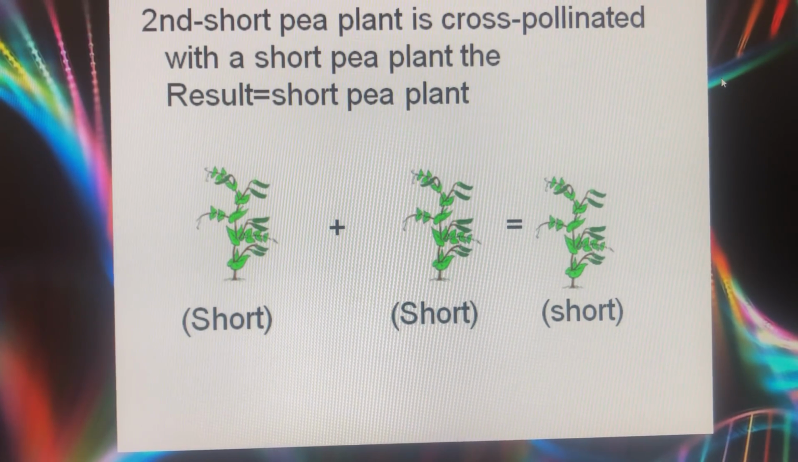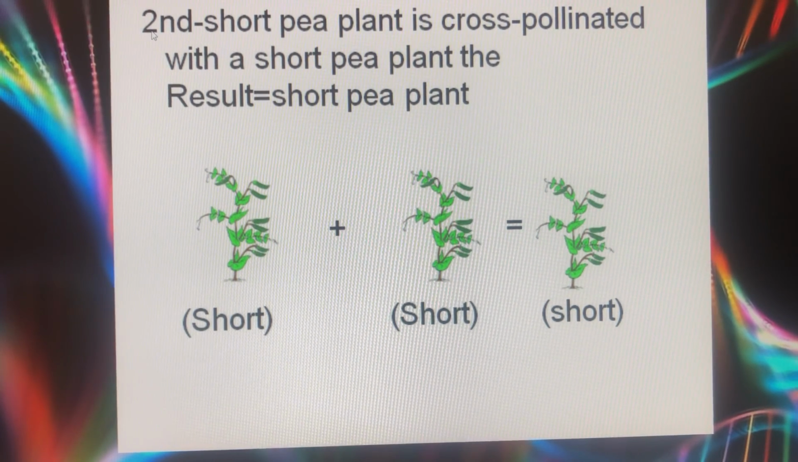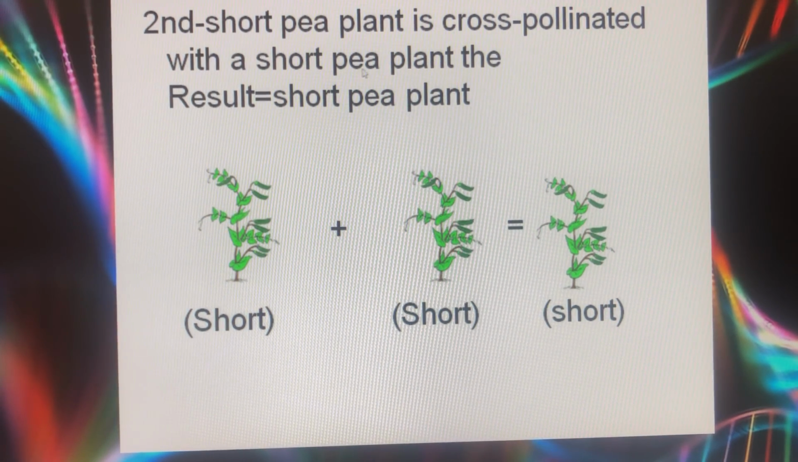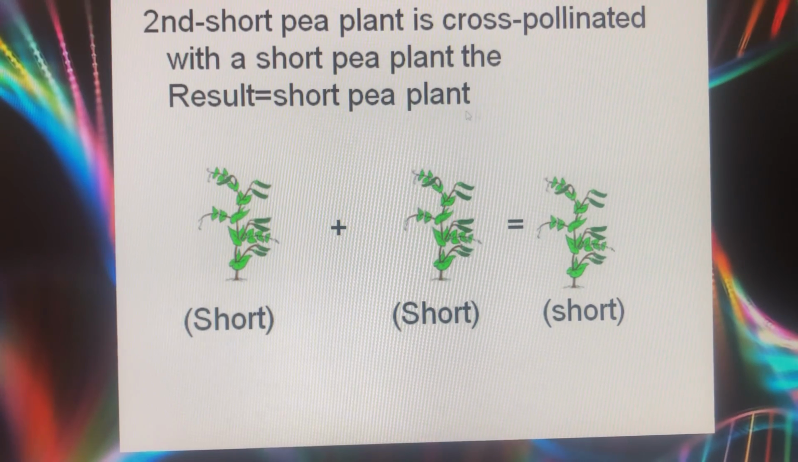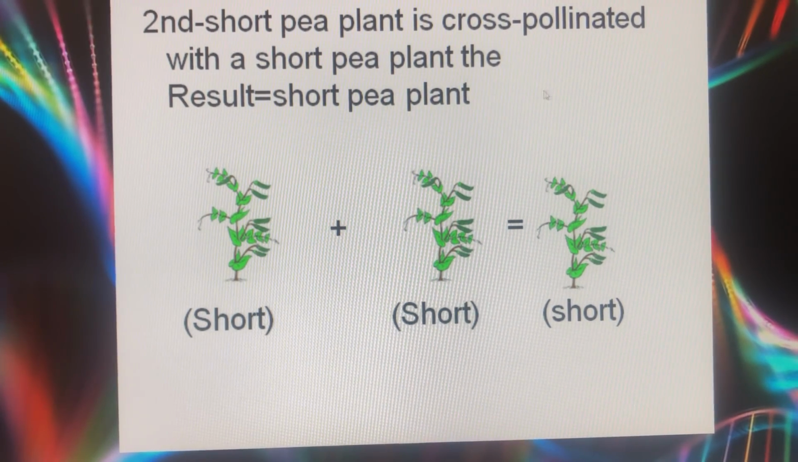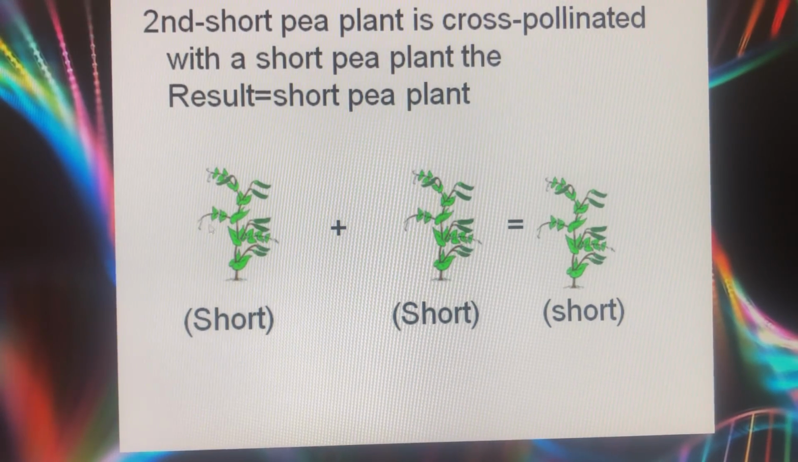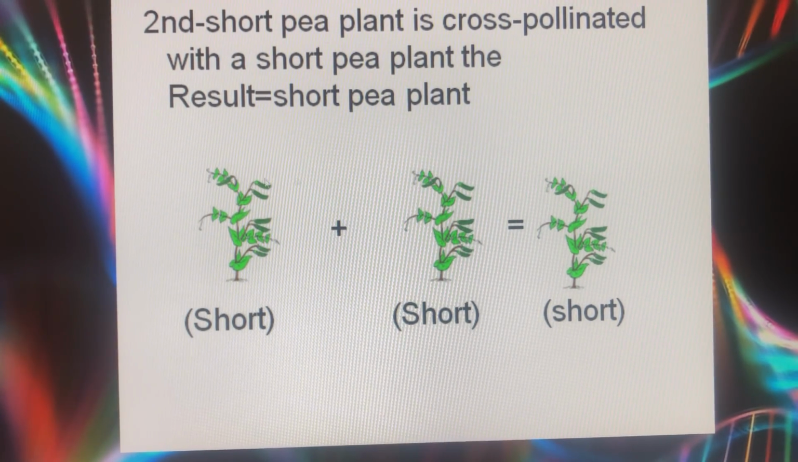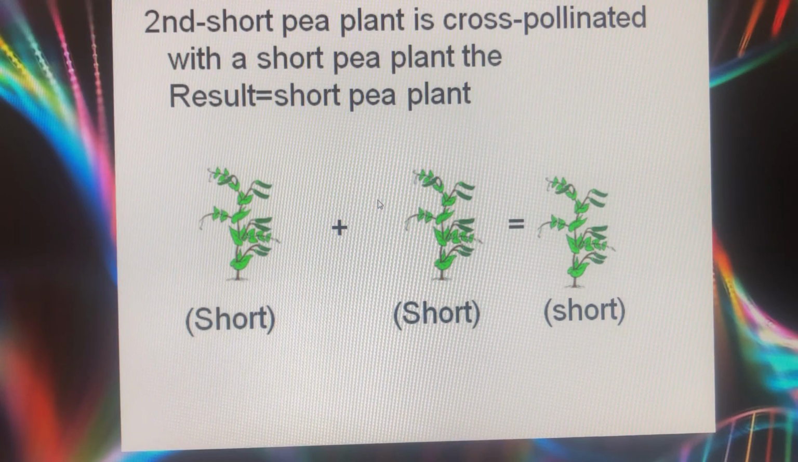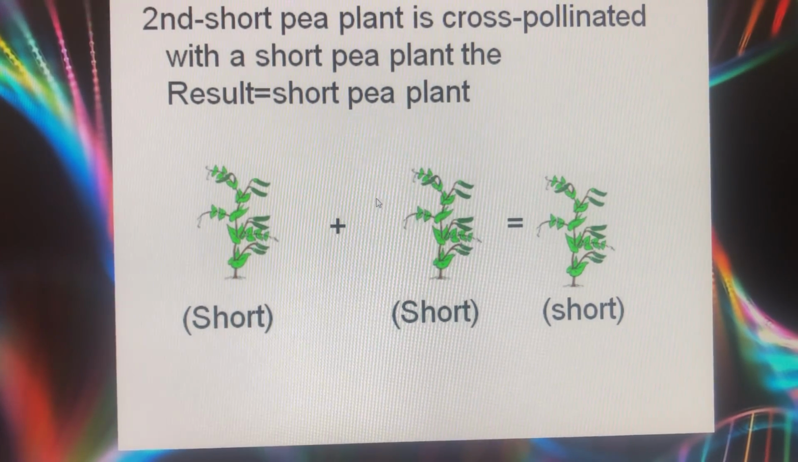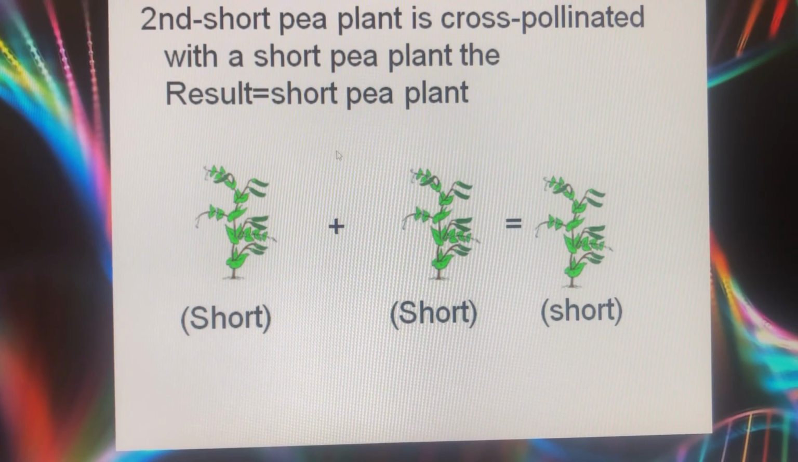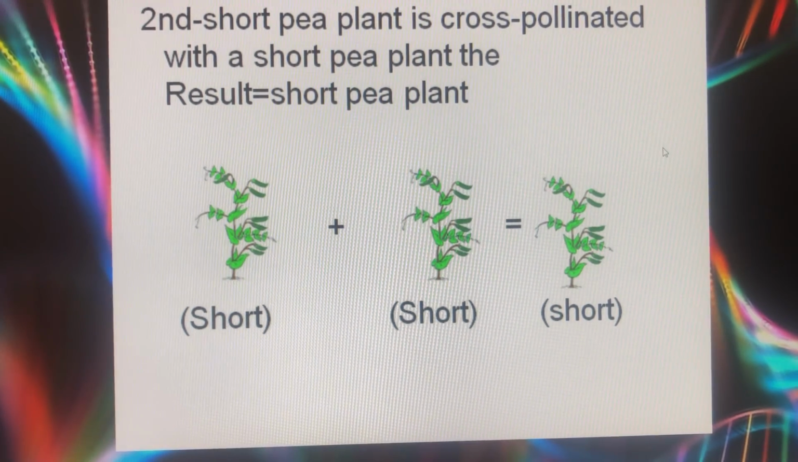Okay, another study that Gregor Mendel conducted was he took a short pea plant and cross-pollinated with another short pea plant, and guess what the result was? He had an offspring of a short pea plant. So short plus short will equal short. So these two plants, they are cross-pollinated together. These are the parent plants, the parent organisms. Once they are combined together, they will pass on the trait of being short.